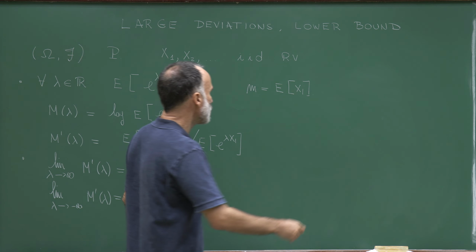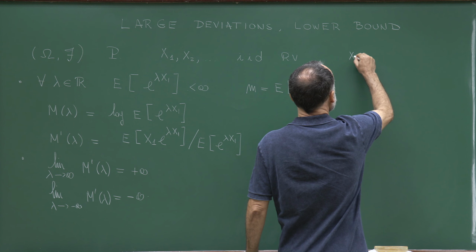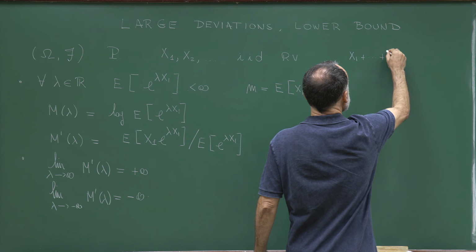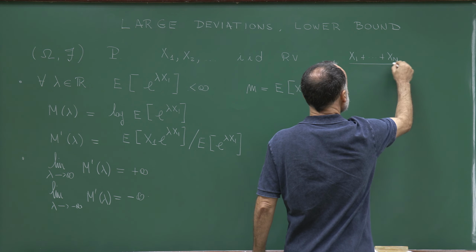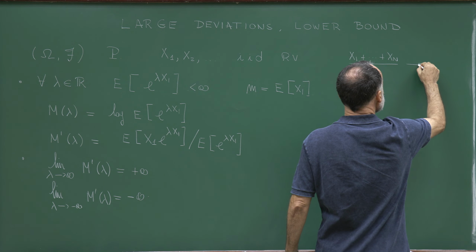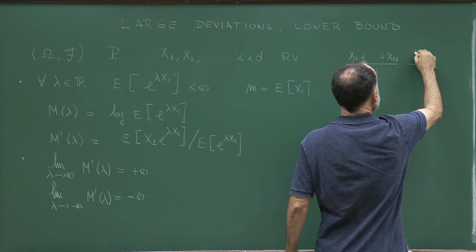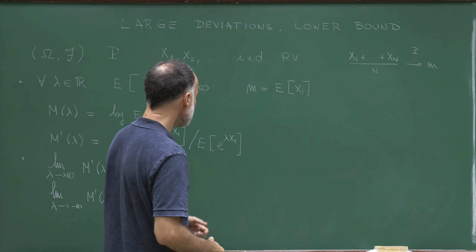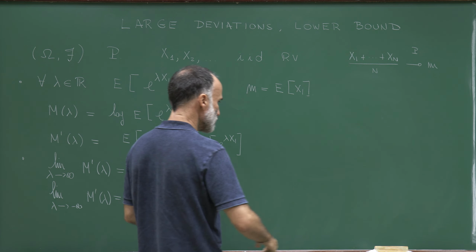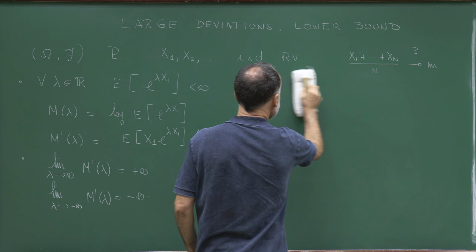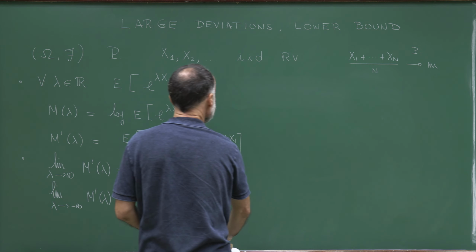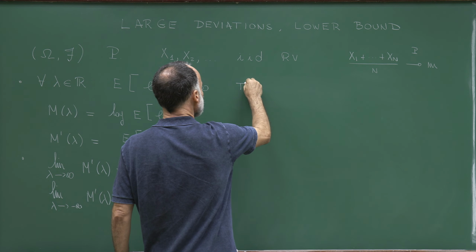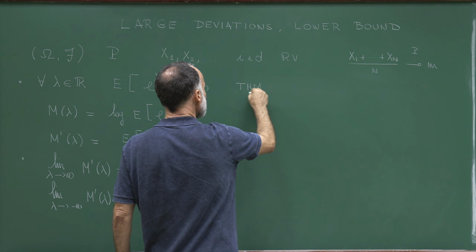So the law of large numbers tells us that (x1 plus ... plus xn) divided by n converges to m in probability. We proved that in the last lecture. Now we want to state the lower bound of the large deviation principle. So here is the main theorem of this lecture.